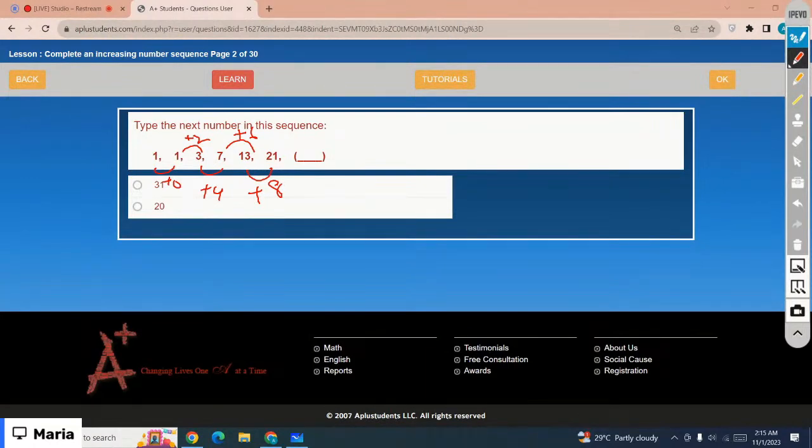And the next number in the sequence is, for the next number you have to add 10. So 21 plus 10 is 31. So the next number in the sequence is 31. Got it? The next number in the sequence is 31.